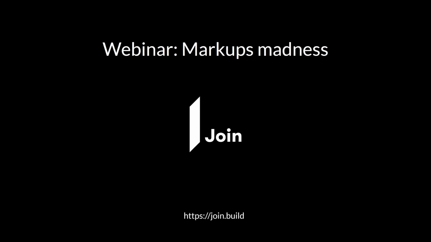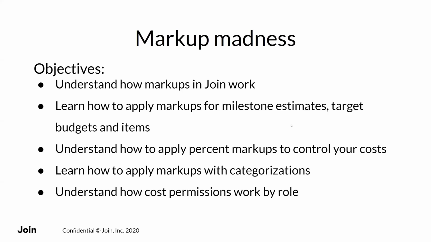If there's a new feature that we stumble upon, I'll make sure to point that out for you as well. Our objectives for today are to understand how markups work in Join, learn how to apply markups for milestone estimates, target budgets, and items. We'll understand how to apply percent markups to control your cost, learn how to apply markups with categorization, which is work breakdown structure, and also take a look at how cost permissions work by role in Join.